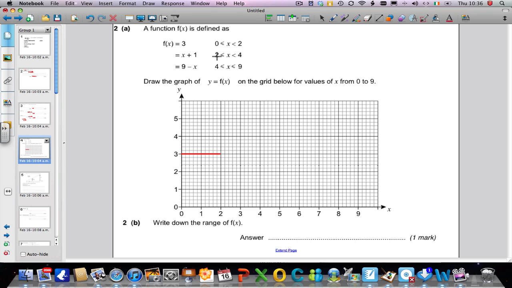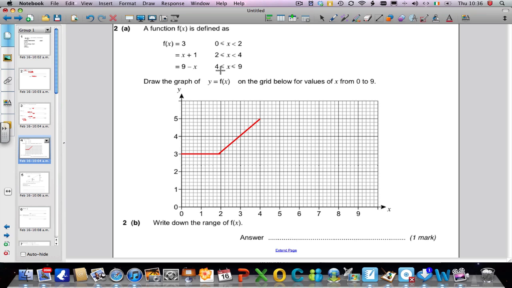Well, if x was 2, f of x would be 2 plus 1, which is 3. If x was 3, which is still within this criteria, f of x would be 3 plus 1, which is 4. If x was 4, f of x would be 5. So we go up as far as there.